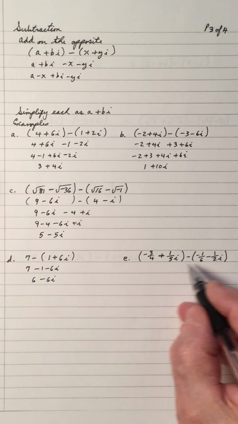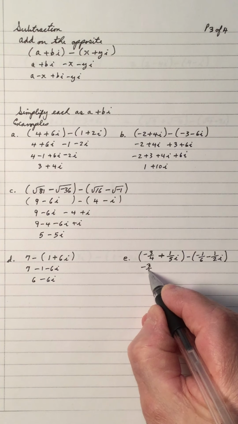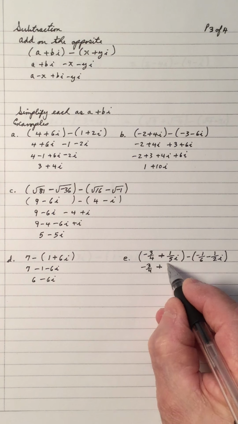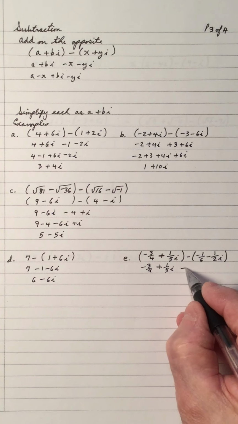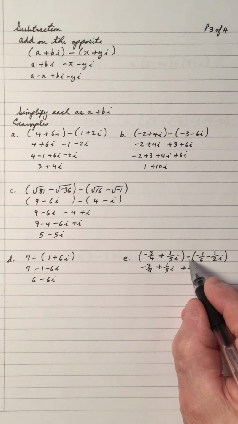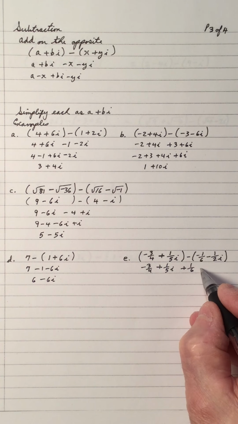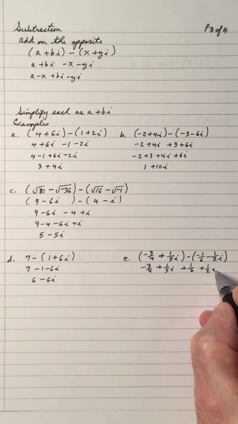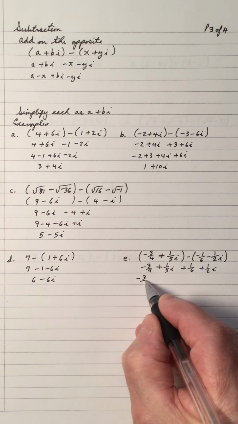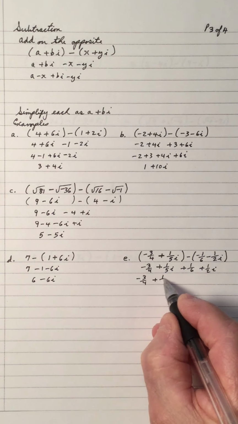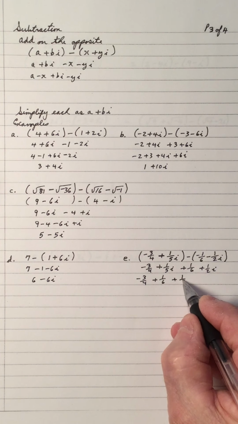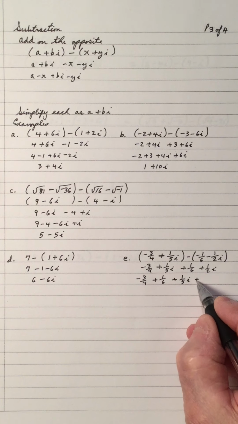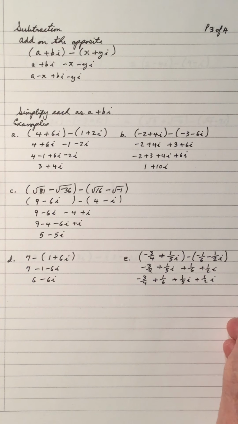E, we're going to add on the opposites, so negative 3/4 plus 1/5 i. The opposite of negative 1/6 is positive 1/6, and the opposite of negative 1/2 i is positive 1/2 i. Group the reals together. These are real numbers, and these are imaginaries, so it's 1/5 i plus 1/2 i.